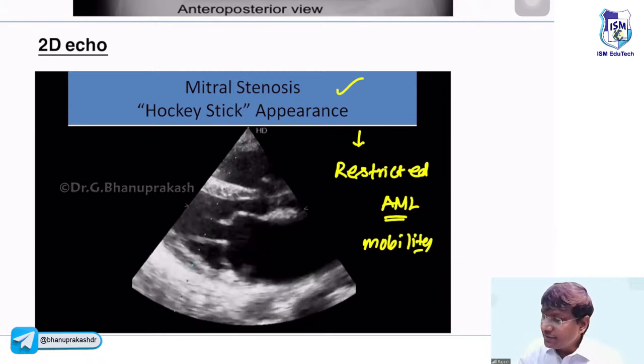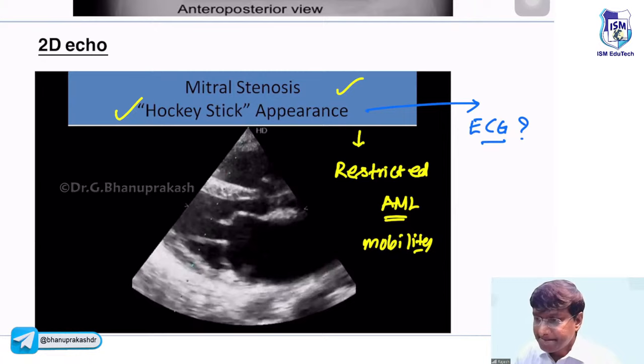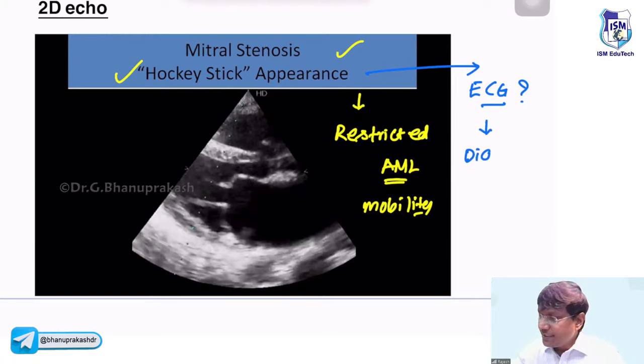Now, at the same time, can anyone tell me where do you get the hockey stick appearance in the ECG? Any one of you? Hockey stick appearance in the ECG. So if you see the hockey stick appearance in the ECG, you observe that in patients with digoxin effect. In patients who are taking digoxin, the digoxin effect is what will give you the hockey stick appearance.